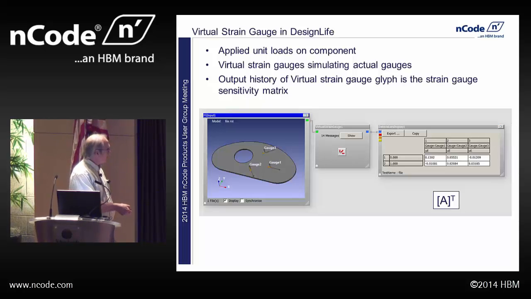So what I have here are a series of virtual strain gauges I've laid on the model. This FE model has, in this case, the 2 load cases you saw earlier. If I run that through the virtual strain gauge glyph and dump the output to a display, for each separate load case I've brought in, I get a response of what the gauges are. This is that A matrix, that sensitivity matrix, being generated automatically by DesignLife.